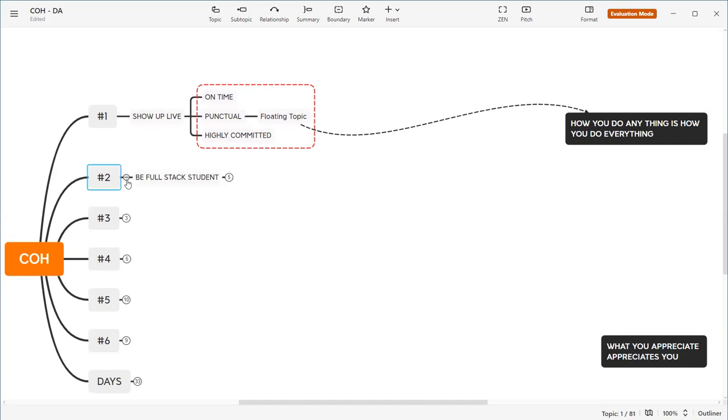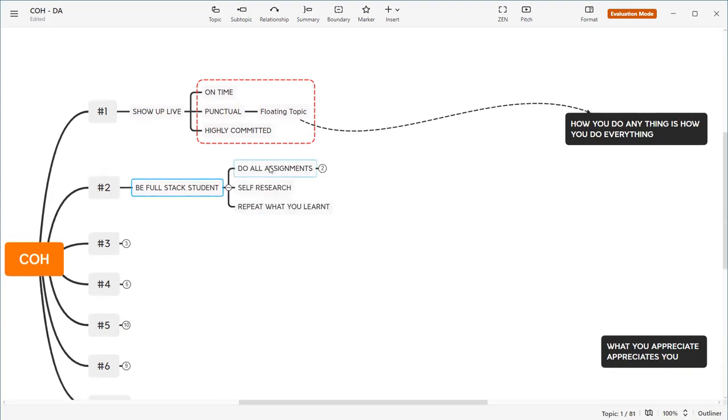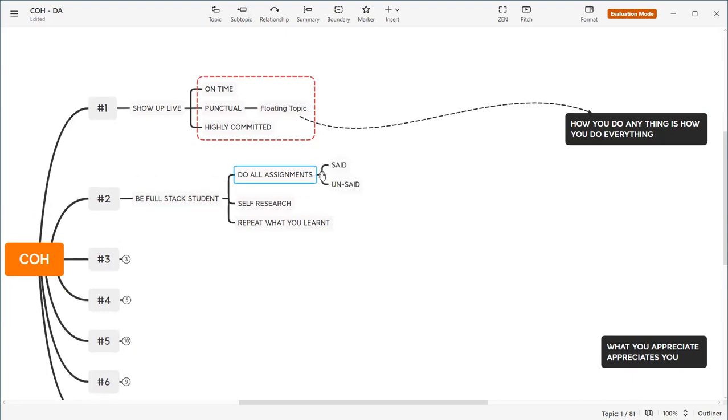The second one: when you start learning, you automatically become a student. But the good thing is that we don't want you to be just a student. We want you to be a full stack student. What do we mean by full stack student? Full stack students are those who do all the assignments, be it said or unsaid, and do self research as well, because in 90 minutes or 1 hour we cannot give you much more.